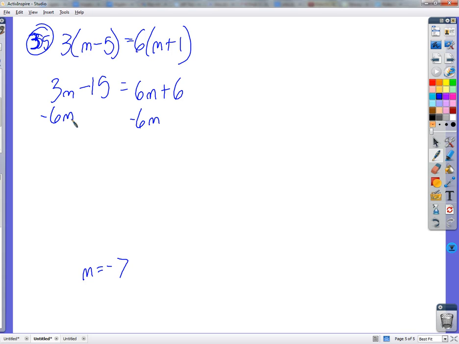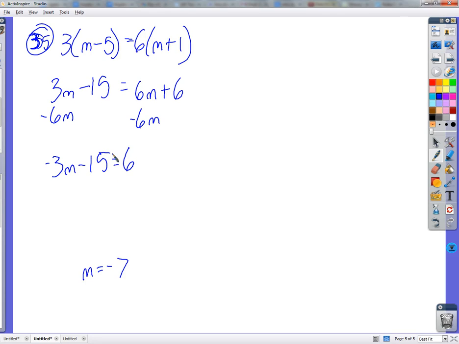Subtracted 3 because it's still positive. So there you go. In this way, 3m minus 6m is negative 3m. Minus 15. And we've canceled out 6m. That's good. If we were to have done it the other way, we would have a positive 3 on the right side. But it's not that one way is right or one way is wrong. It's just two different ways.